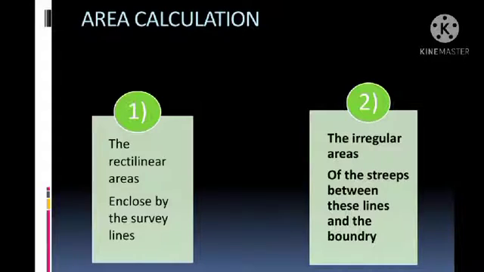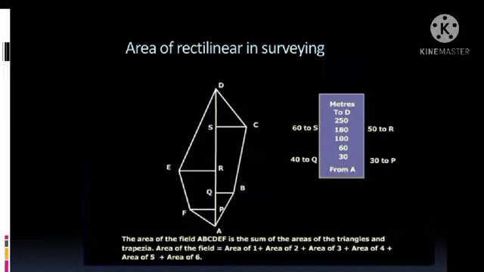Area calculation. First, the rectilinear areas enclosed by the survey lines. Second, the irregular areas of the strips between these lines and the boundary. Area of rectilinear in surveying. The area of the field ABCDEF is the sum of the areas of the triangles and trapezia. Area of the field is equal to area of 1 plus area of 2 plus area of 3 plus area of 4 plus area of 5 plus area of 6.